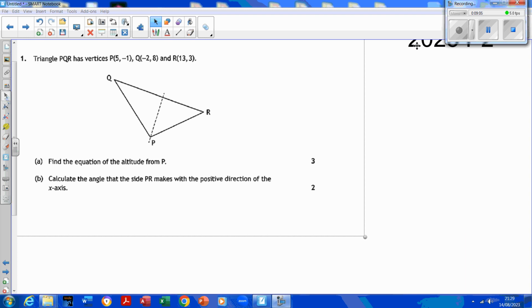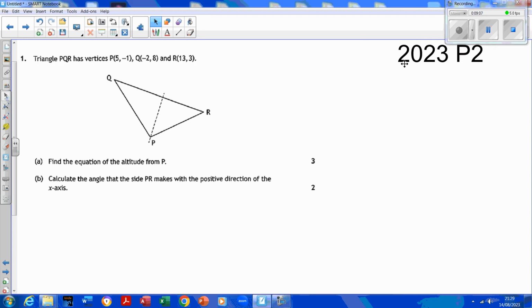This next question is from the past paper 2023 paper 2. So you do have access to a calculator if you need it, but usually questions like this, you don't really need your calculator. Right, so we've got question number 1 for 5 marks. Triangle PQR has vertices P is (5, -1), Q is (-2, 8), and R is (13, 3). It says find the equation of the altitude from P.